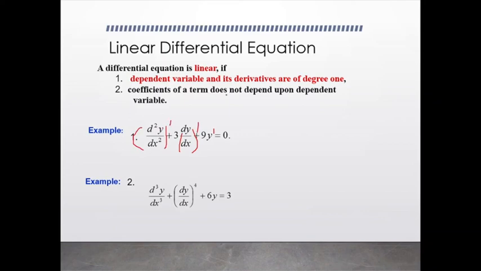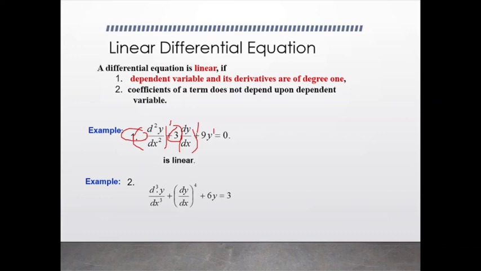Next is that coefficients do not depend upon the dependent variable. So we look at the coefficients here. The coefficients of the terms do not depend upon the dependent variable. So therefore this is linear.